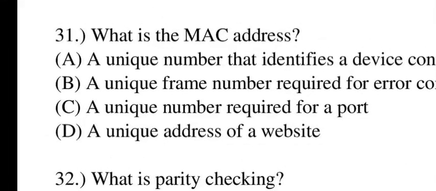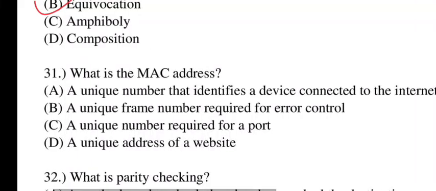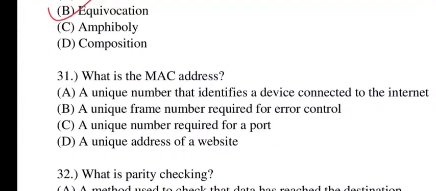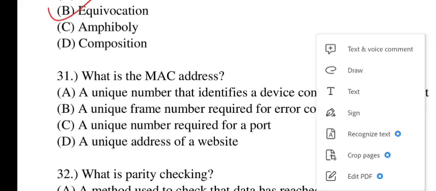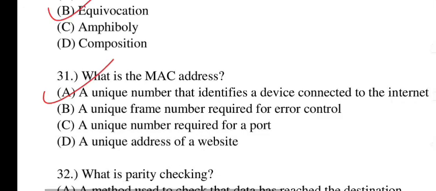31 says, what is the MAC address? ABCD. A, a unique number that identifies a device connected to the internet. B says a unique frame number required for error control. C says a unique number required for a port. D says a unique address of a website. 31, number A will be correct, a unique number that identifies a device connected to the internet.